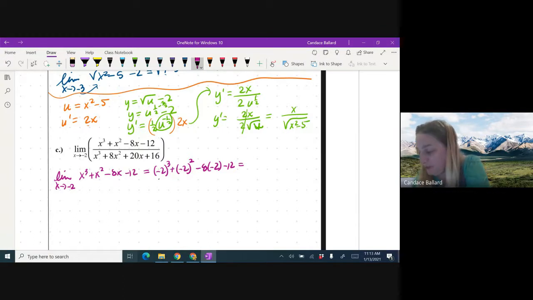All right, -2 cubed is -8. -2 squared is +4. -8 times -2 is +16. And then we've got -12. So let's see that. This makes 20, +20. That makes -20. I'm definitely seeing 0.